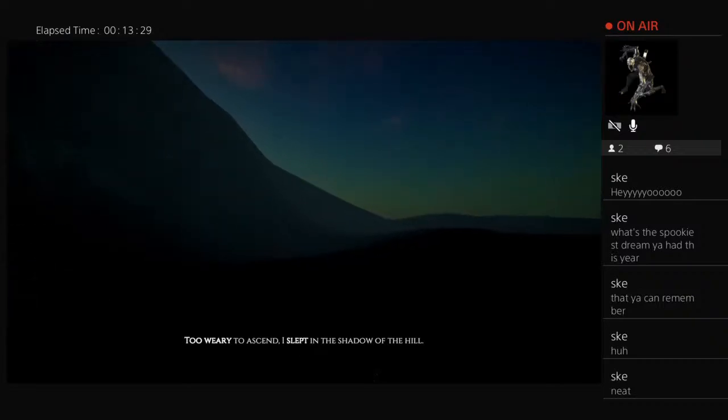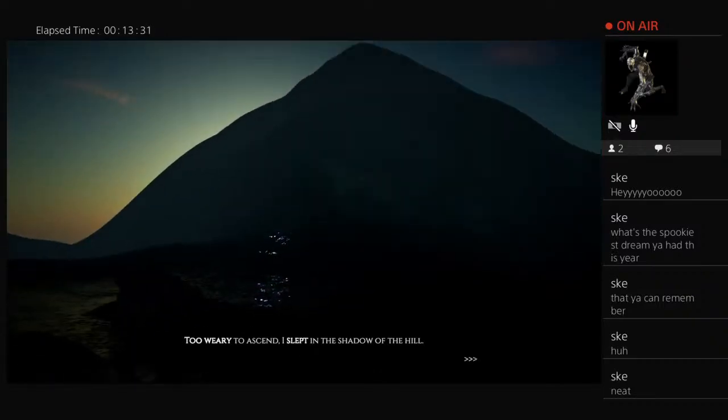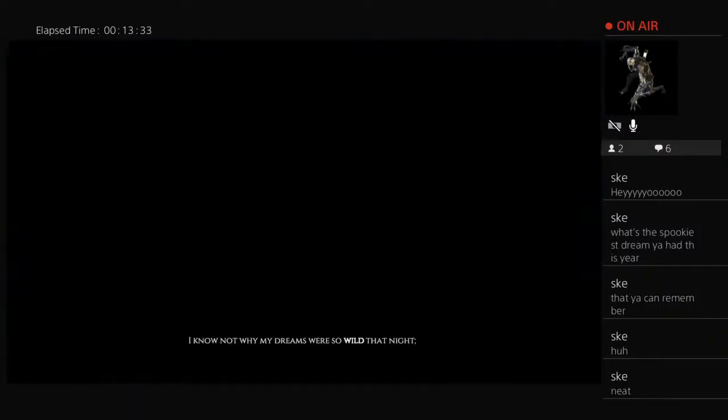Too weary to ascend, I slept in the shadow of the hill. I know not why my dreams were so wild that night, but ere the waning and fantastically gibbous moon had risen far above the eastern plain, I was awake in a cold perspiration, determined to sleep no more.